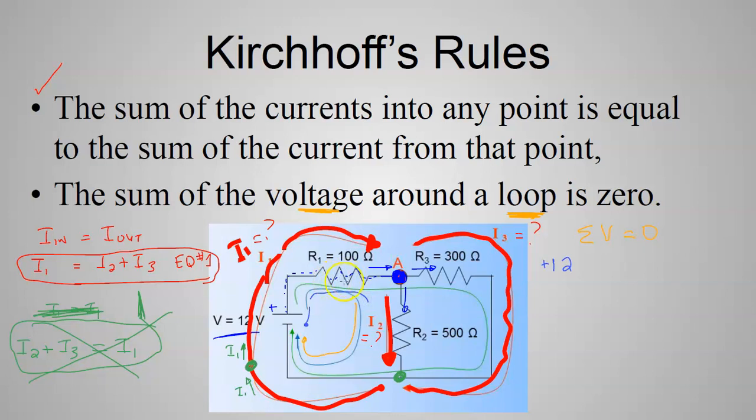And when I cross that resistor, there's going to be a voltage drop. You know how much the voltage drop is. Voltage equals current times resistance. The current on this branch right here, that resistor, is part of I1. So the voltage drop right there is going to be I1 times R, which is 100 ohms.